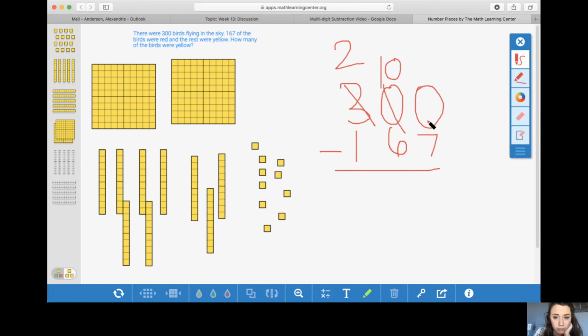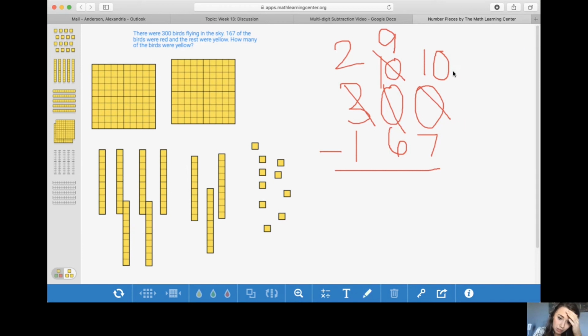Let's check to make sure we've regrouped right. Do we still have 200s? Yeah, we still have those. How many 10s do we have now? Right, instead of 10 tens, we broke down one. So we only have 9 tens. And how many ones? Well, before we had 0 ones, but now that we've broken down a 10, we have 10 ones. So now this problem is completely set up and regrouped to take away 167.